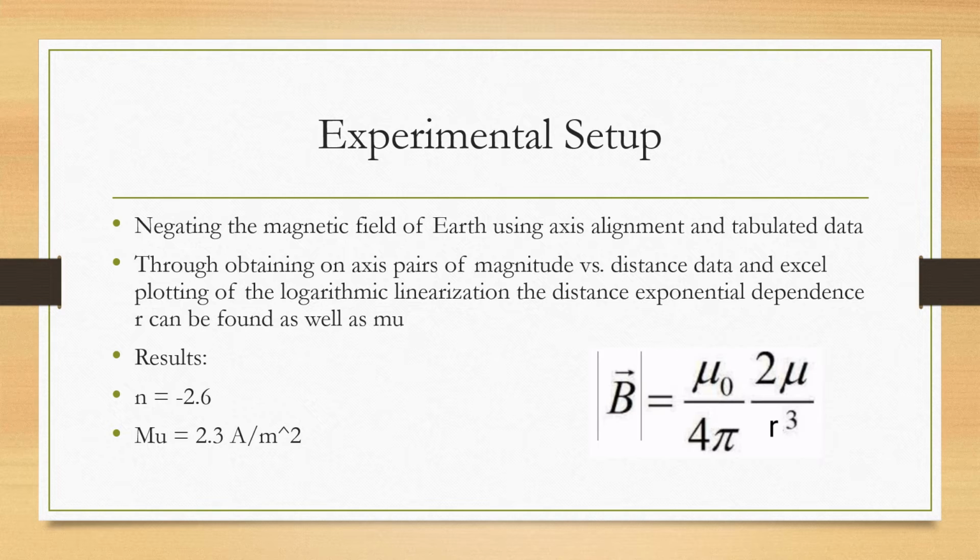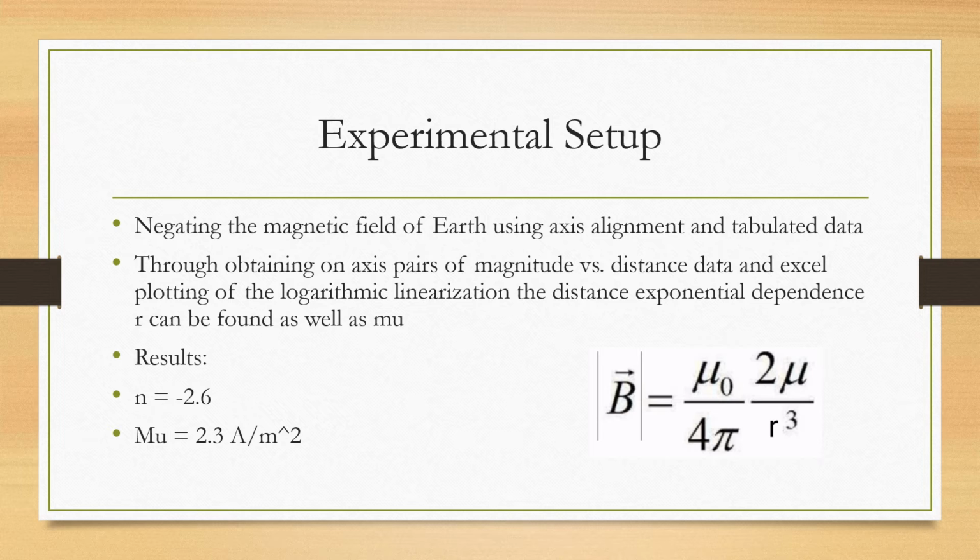And then in the later part of this experiment, where we do an off-axis measurement of magnetic field, we have these tabulated data of the magnitude of Earth's magnetic field in our particular location in Atlanta, Georgia. Using that tabulated data, we can basically negate Earth's magnetic field by literally subtracting it out from the observed measurement, knowing its direction. And then through obtaining on-axis pairs of magnitude versus distance data, so basically moving our phones around and changing that distance and observing the change in the magnitude of the magnetic field based on that distance change, we get these data pairs.